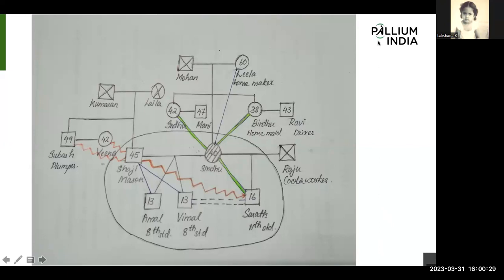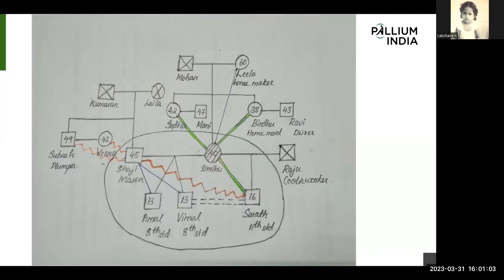I'm just going to take off from where Sheetal left off. We have multiple people who've come into this. The current partner, Shahji, seems to have a sibling called Subhash, who's married to Veena. And I'm assuming that the red zigzag line indicates that there is conflict between Subhash, Veena, and Shahji. There also seems to be conflict between Shahji and Sindhu's first child from her first partnership, Sharath.